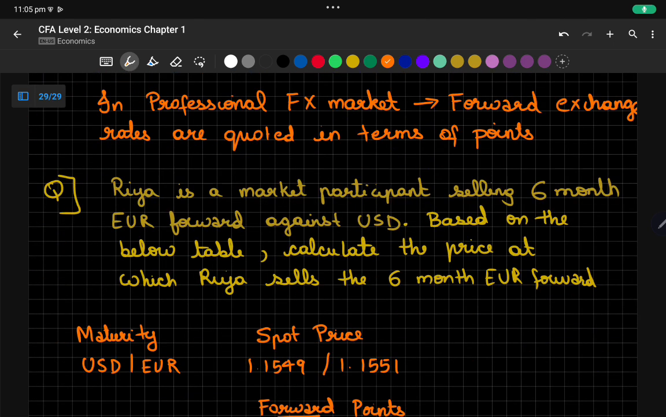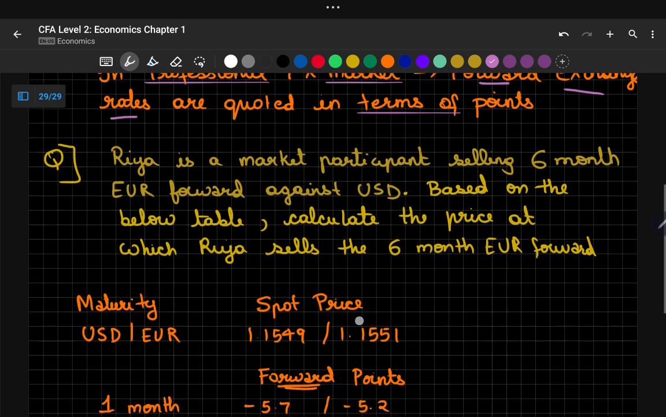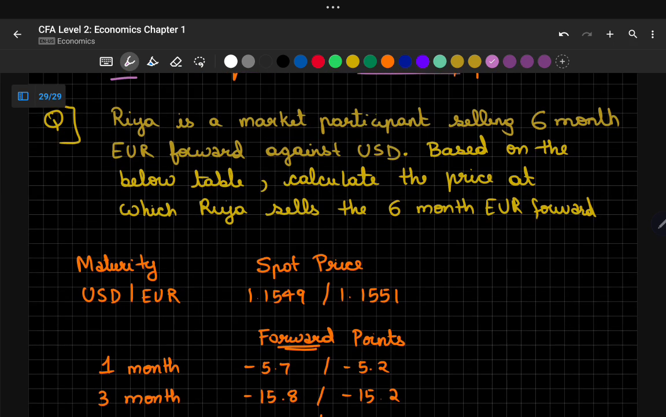Moving forward with another important concept in professional FX markets: the forward exchange rates are quoted in terms of forward points. In a professional exchange market, forward exchange rates are quoted in terms of forward points. We can understand this with the help of an example, so we can solve a question.